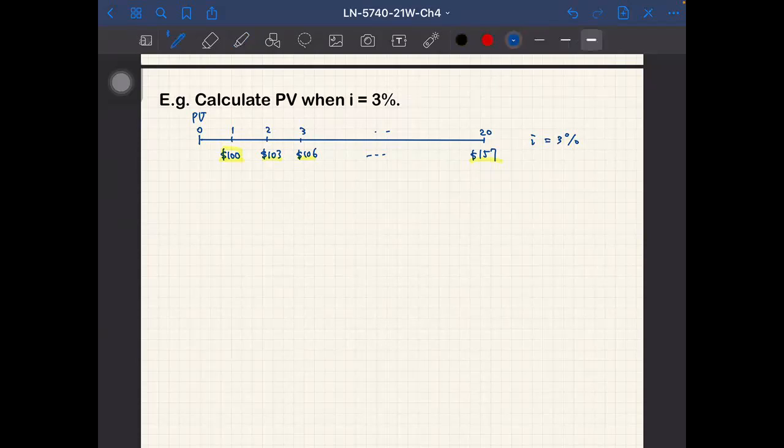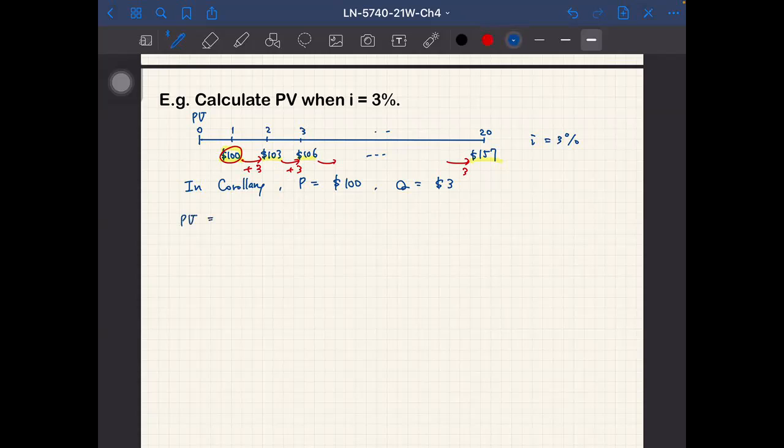So what is PV? In the corollary, we can set P equal to $100 and Q equal to $3. Remember that P was the initial value and Q is the increment. So the initial is $100 and the increment is $3, always.